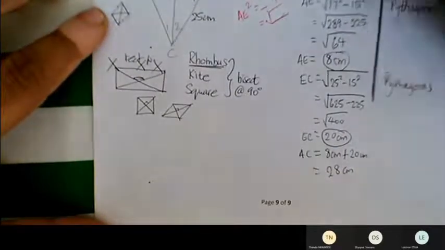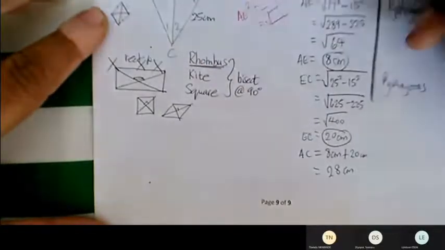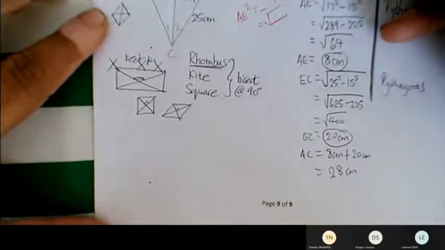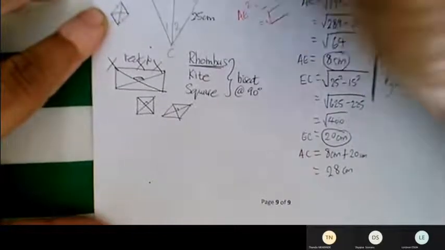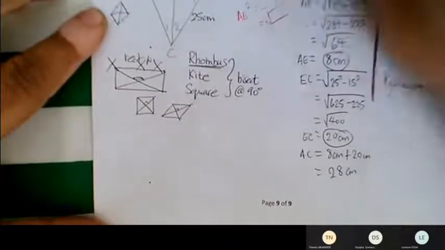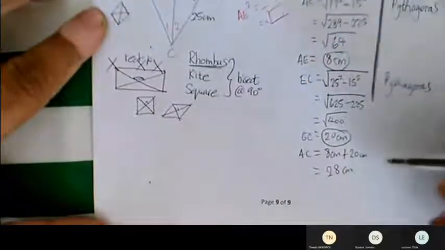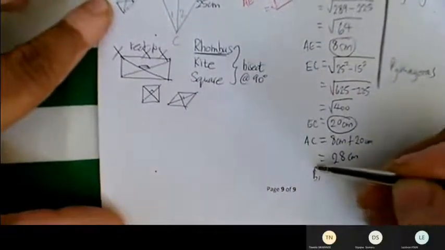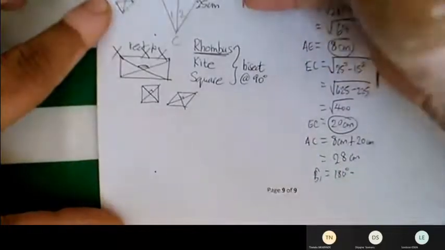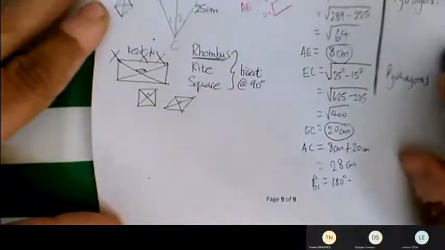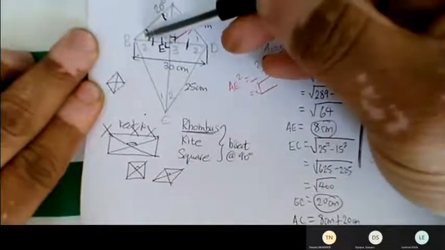Calculate angle B1. So this is angle B1. If A1 is 20, who knows what this angle here is? It's 90, right? So then we're going to say angle B1 is equal to 180 degrees, subtract the 90, subtract the 20. So we're going to say 180, subtract 90, subtract 20. That will give us B1.